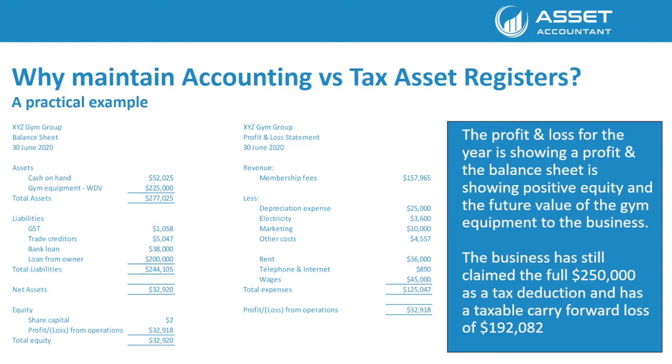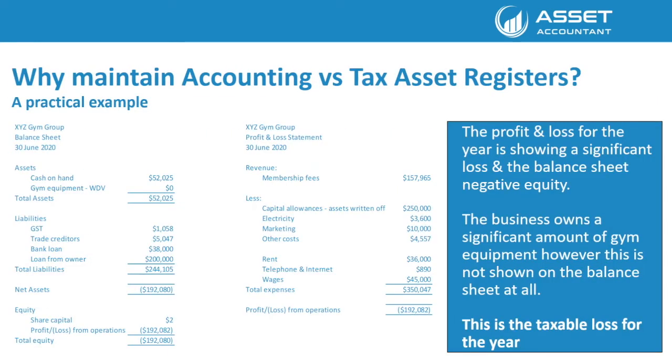It's important to know, though, that the business still has a taxable carried forward loss of $192,000. Our taxable income is still a loss of $192,000 and 82 to carry forward.